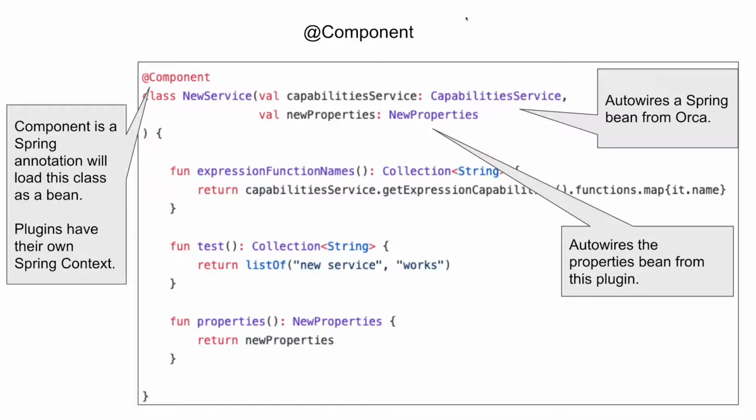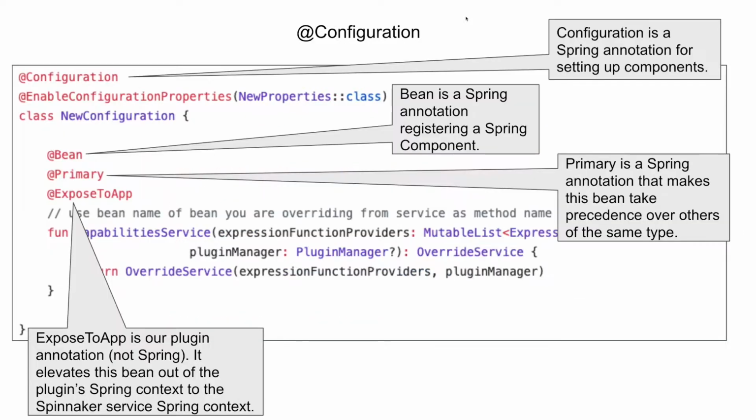This is a good time to mention that for Spring plugins, plugins have their own isolated Spring context. You can see in the constructor that we're auto-wiring two beans. The first one is a bean that comes from the Orca service. The second one is our properties from our plugin that we were just talking about.